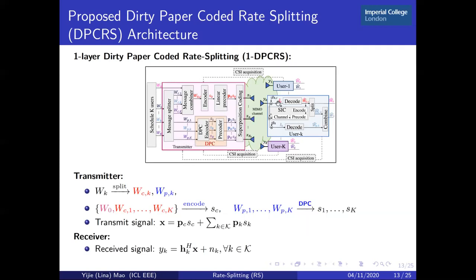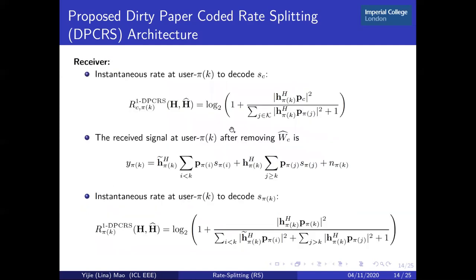At the receiver side, each user decodes the super common string and the private string sequentially with the assistance of one layer of SIC. So each user first decodes the super common string by treating the interference from the private strings as noise. Here is the instantaneous rate to decode the super common string. When SIC is used to remove the super common string from the received signal, the received signal becomes like this.